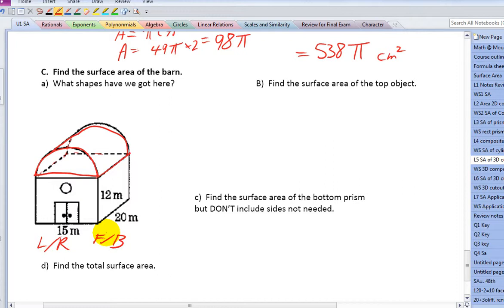Okay, so let's find the surface area of the top object. Let's find the surface area of one cylinder. 2 pi r squared plus 2 pi r h. Once we've done that, how will we find the surface area of half a cylinder? Divided by 2. Okay, good. Go ahead.